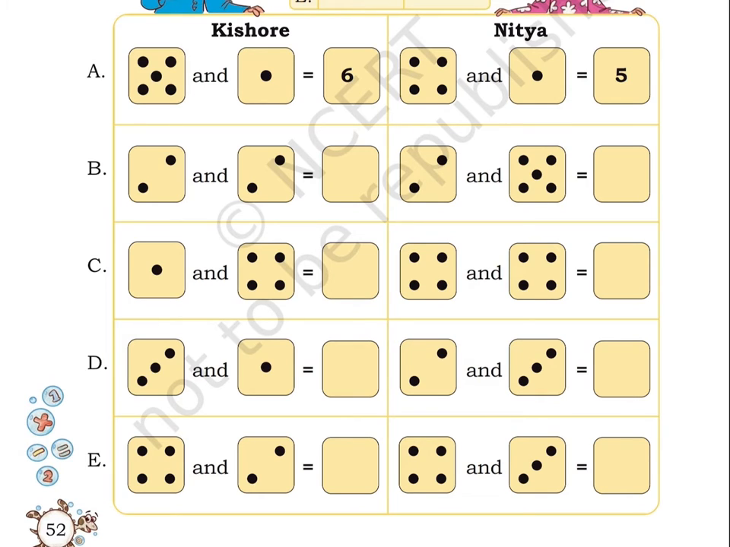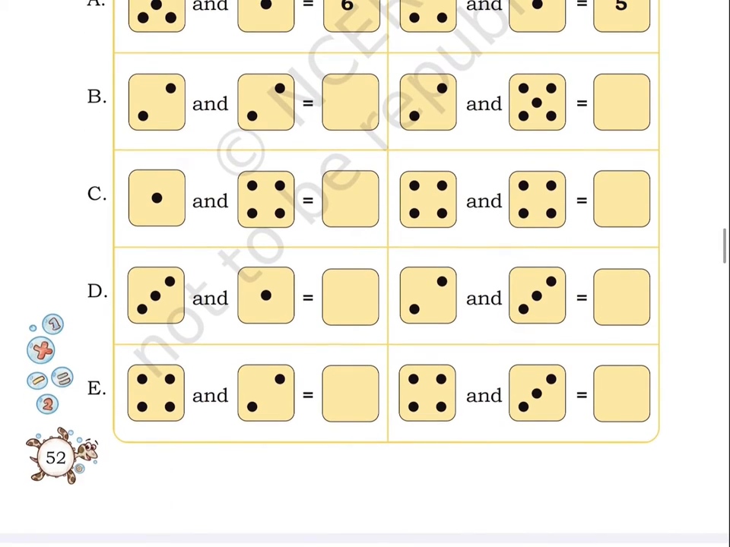D. 3 and 1 dot is equal to blank for Kishore. 2 and 3 dots is equal to blank for Nitya. E. 4 and 2 dots is equal to blank for Kishore. For Nitya, 4 and 3 dots is equal to blank.